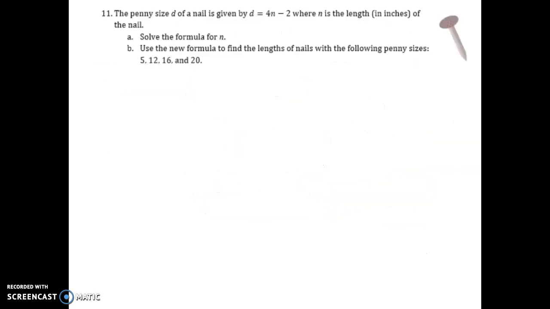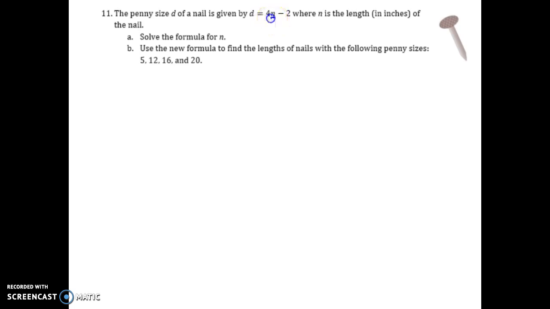Okay. Moving on to the word problems. For the word problems, we're actually going to stop right here for a minute. It says the penny size d of a nail is given by the formula d equals 4n minus 2, where n is the length in inches of the nail. Solve the formula for n.